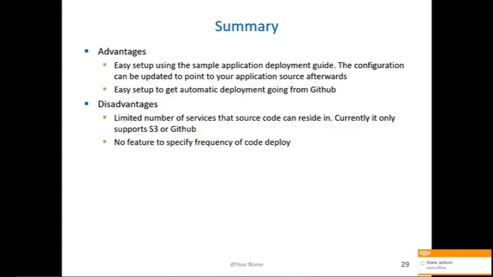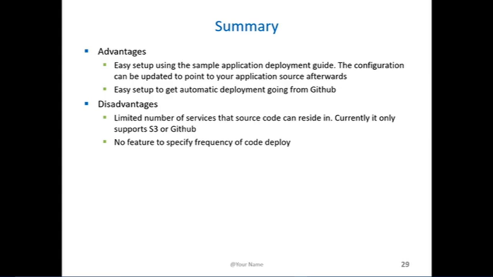So, in summary, the good thing about AWS CodeDeploy is its quick and easy setup based off of the sample application guide. Once you've used that to configure the instances and the services, you can change the configuration so that it can source from your GitHub repository, as I've shown, or you can do an ad hoc deployment which you can specify, so from S3 or from GitHub.